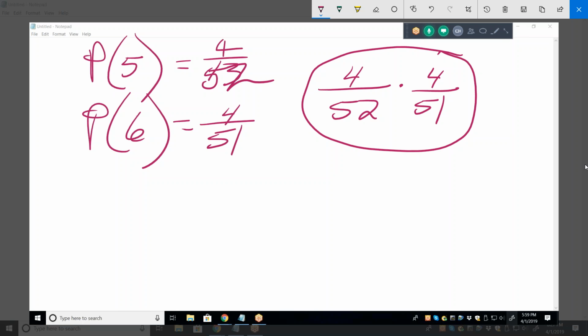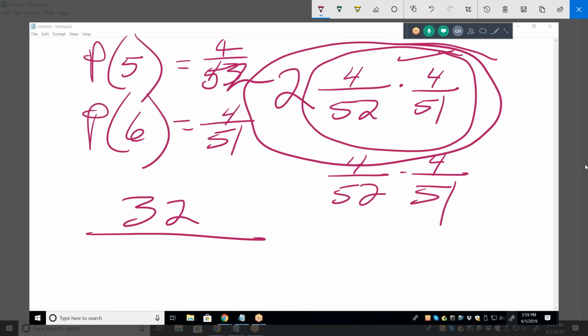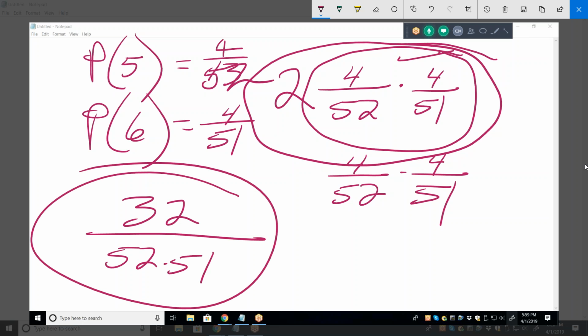Well, there's 2 ways you can get a 5 and a 6 in your hand. You can start out getting the 5 and then getting the 6, which is this. Or you can start out getting the 6 and then have to get the 5, which is that. So it's really 2 times that. Is this an odd one? Yes. Okay, so this should be 32 over 52 times 51. Whatever that number is should be the answer. You have a calculator and you can come up with that?